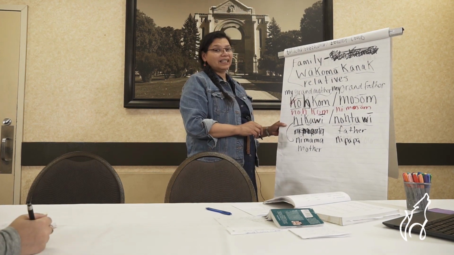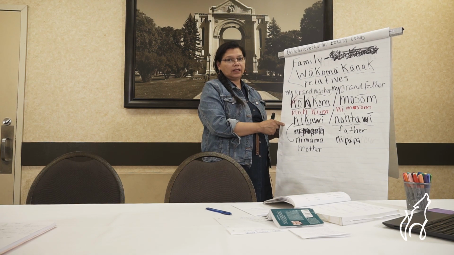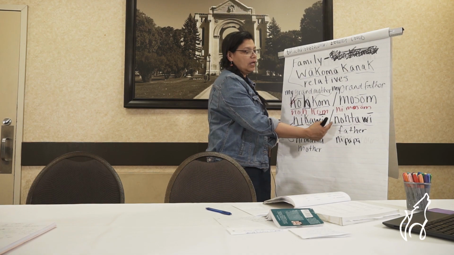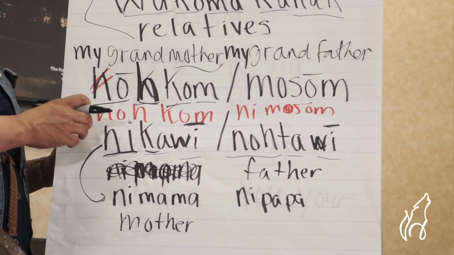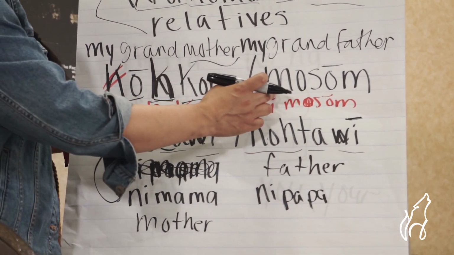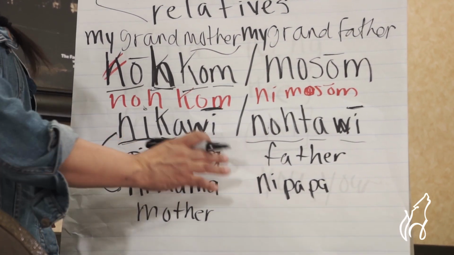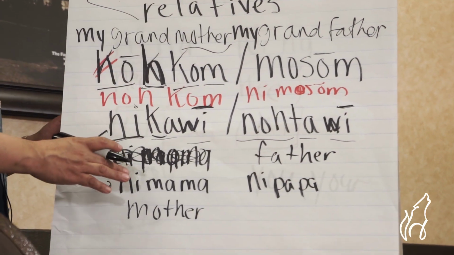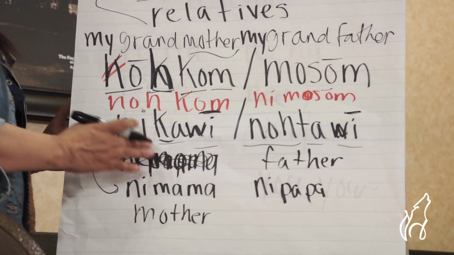Okay, not to get confused, these are already put in the my parts. So I'm not going to put ne negawi or ne nohtawi. It's already written the way it sounds to say my grandmother, my grandfather, my dad, my father, and my mother and my father. So I'm going to repeat it back again. So don't get confused. We're not going to put the ne because it's already been put in there for you.